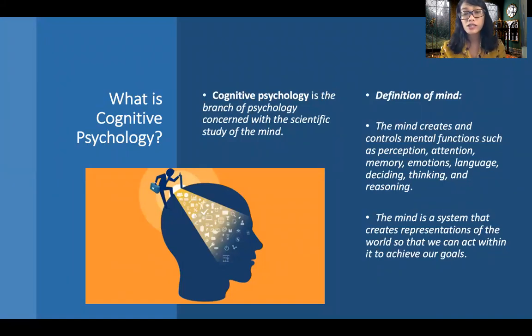The mind creates and controls mental functions such as perception, attention, memory, emotion, language, deciding, thinking, reasoning, problem solving, and so on, that we will discuss in each chapter of this course. Cognitive psychology's main objective is to determine the properties and the mechanisms of the mind. The questions it wants to answer are: what exactly are the properties of the mind? What are its characteristics? How does it operate? And how does it achieve what it does?